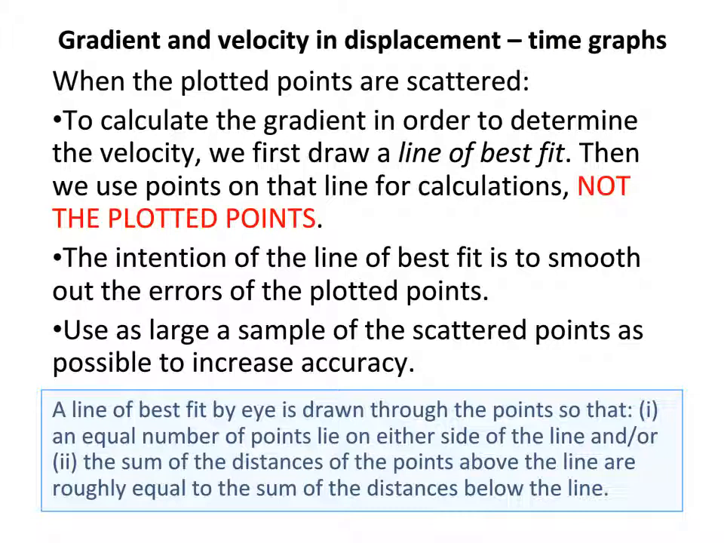How do we draw a line of best fit? On a graph we do this by eye, and we draw it through the points so that either there's an equal number of points that lie on either side of the line, or the sum of the distances of the points above the line is roughly equal to the sum of the distances below the line.